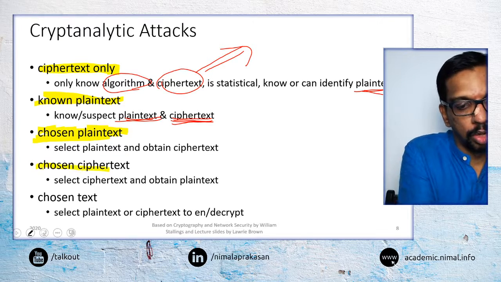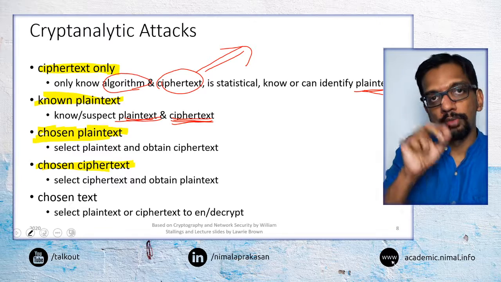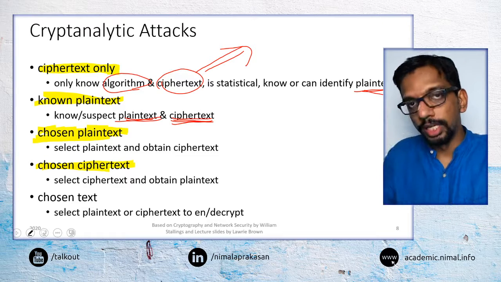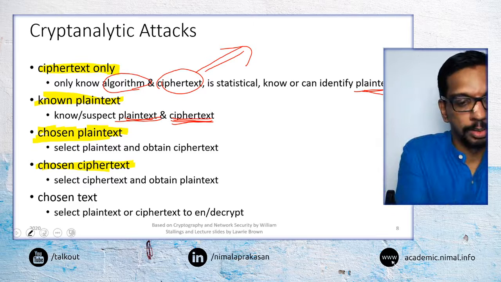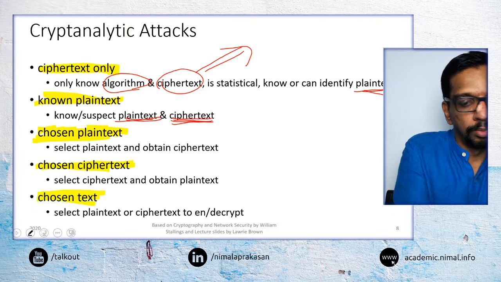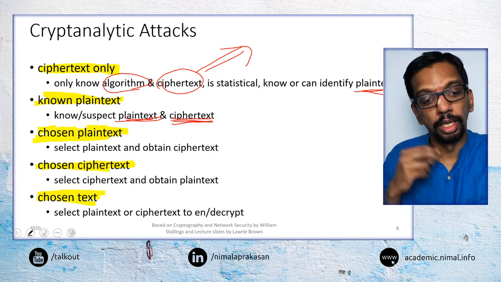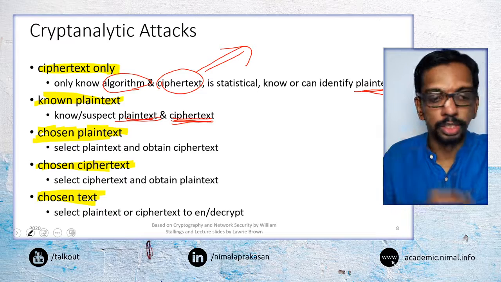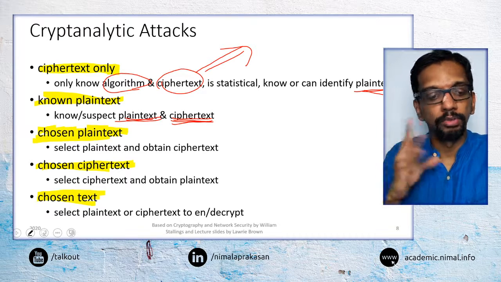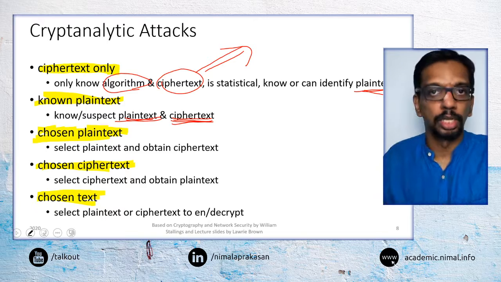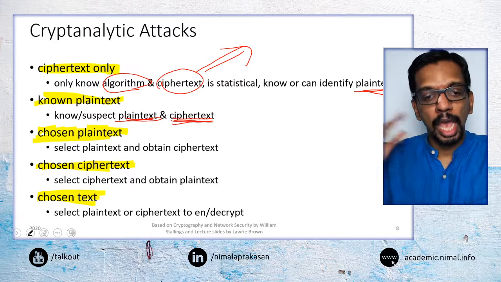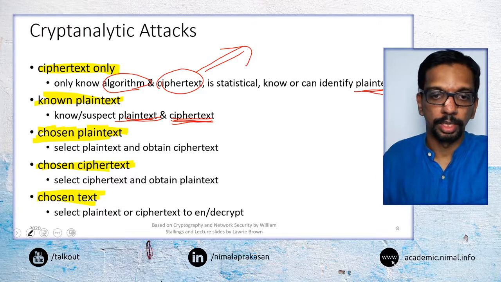The other one is called chosen ciphertext. Here we have a particular ciphertext, we decrypt and get the plain text and then do the analysis. Then we have what is called the chosen text. So here we will either have the plain text or the ciphertext, and we will do the converse. We'll find out the converse and then use that to identify the key.